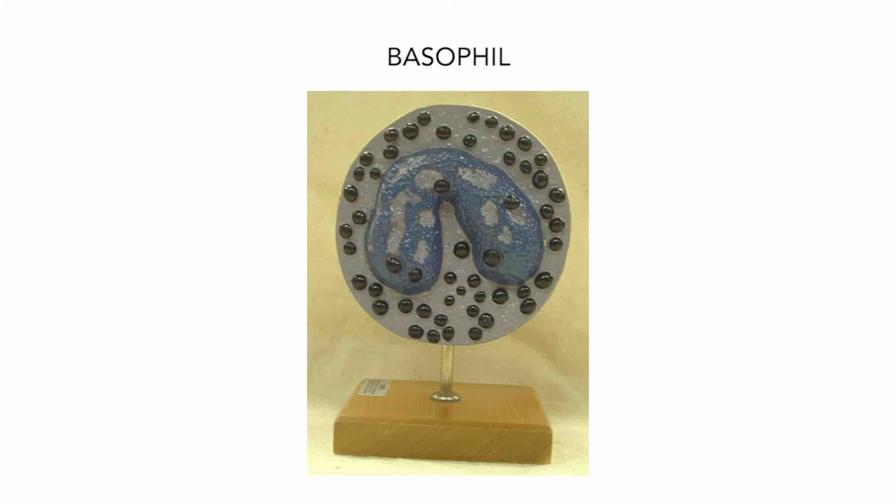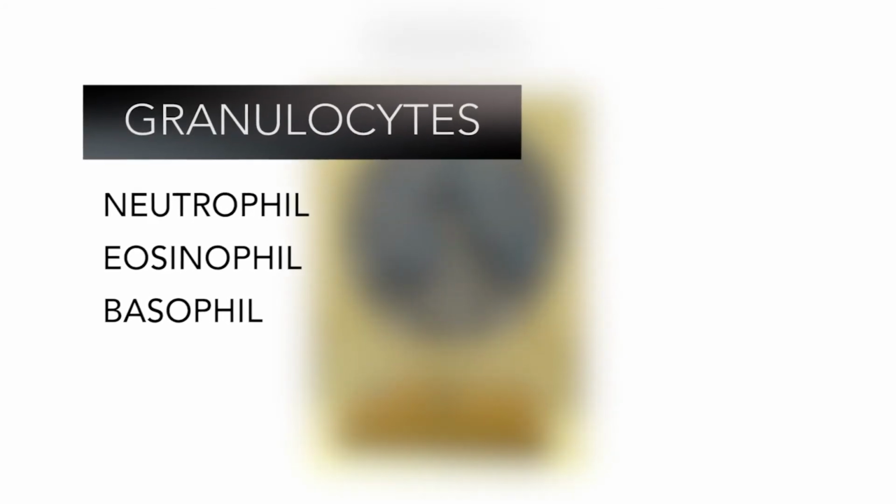Basophil looks like bees' wings. I remember that from bees, starting to bee. So basophil would be your next white blood cell. Now those 3 that we just did are granulocytes. They have grains in them.